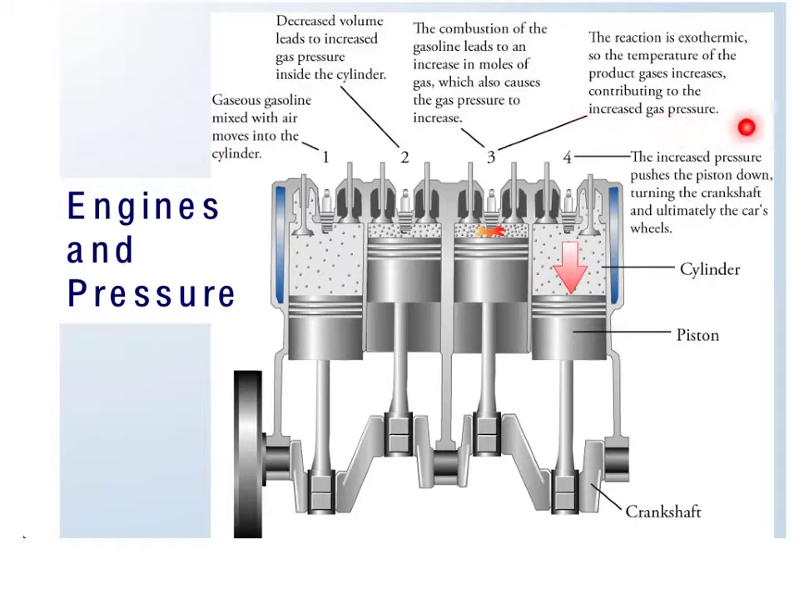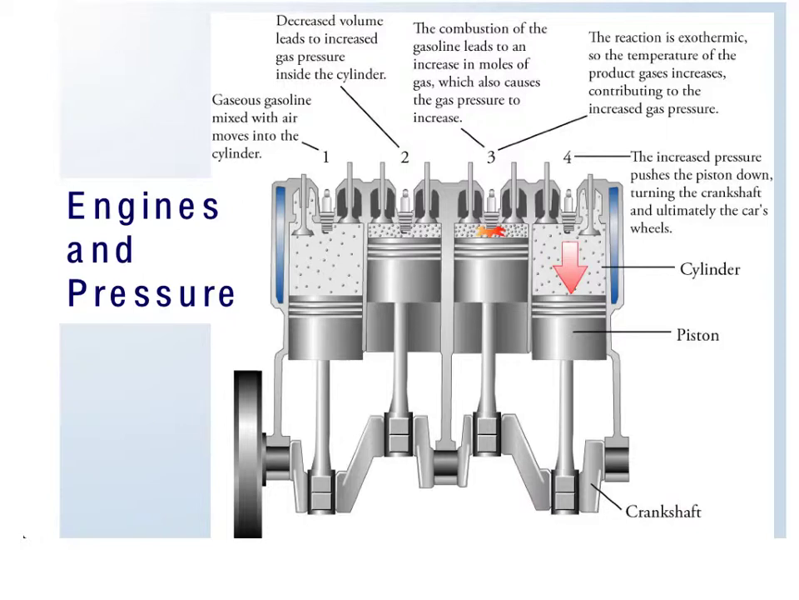This reaction is very exothermic. The temperature will increase, and that contributes to more increased pressure. By changing the pressure, the increased pressure pushes the next piston down, and then turning the crankshaft, this moves up and down, that connects to your gears of your car, and that's why your car wheels move. So it all is based on the volume and pressure and number of particles of gas.